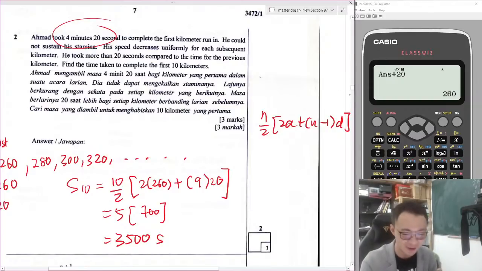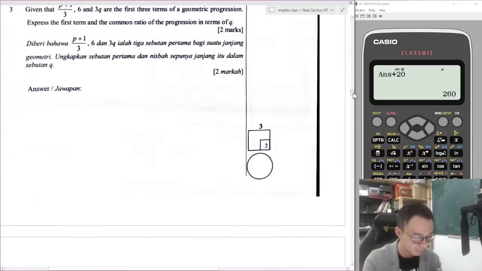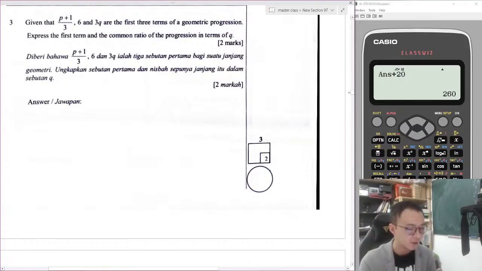Alright, so let's move on. This one is quite easy, right? Now we have three terms of the GP, geometric progression.